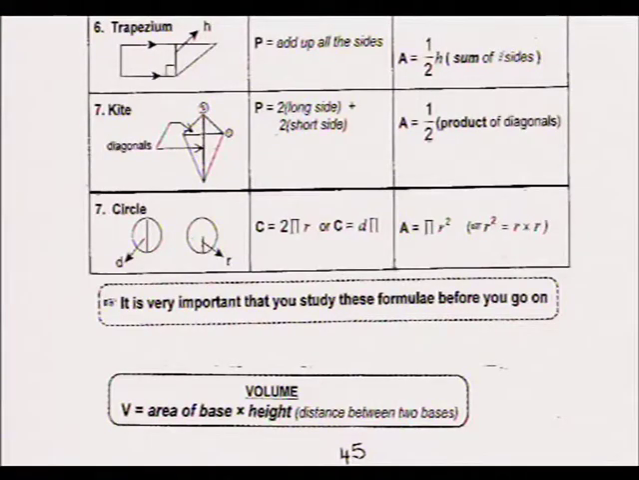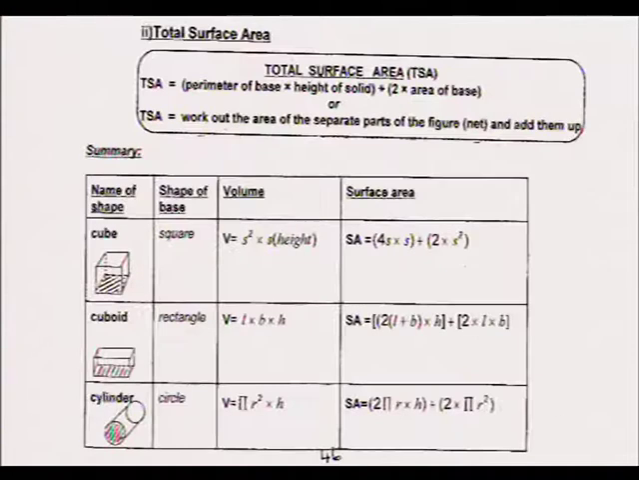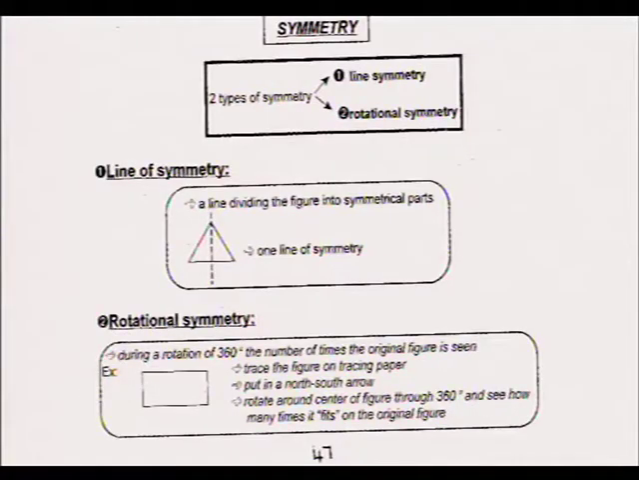Volume is equal to area of base times height. The surface areas, so it's the area of the sides that you have to add up. How we find the surface area, that's what SA is standing for, surface area.